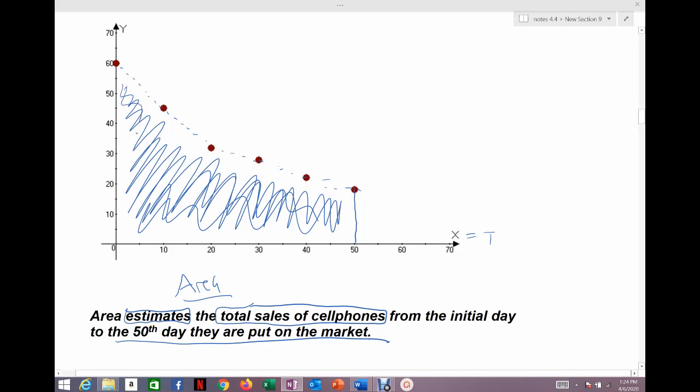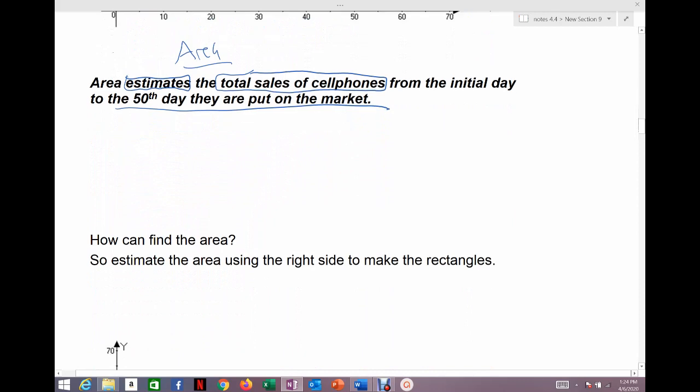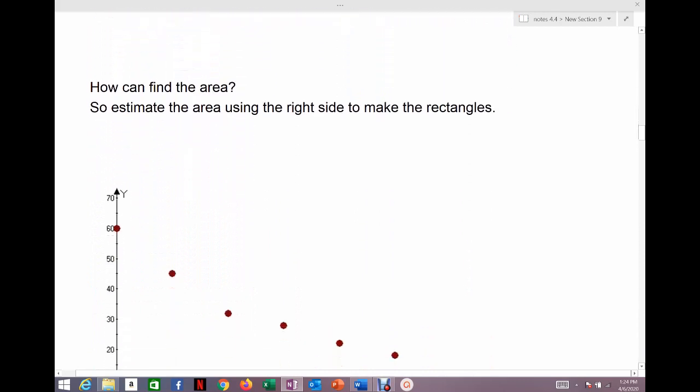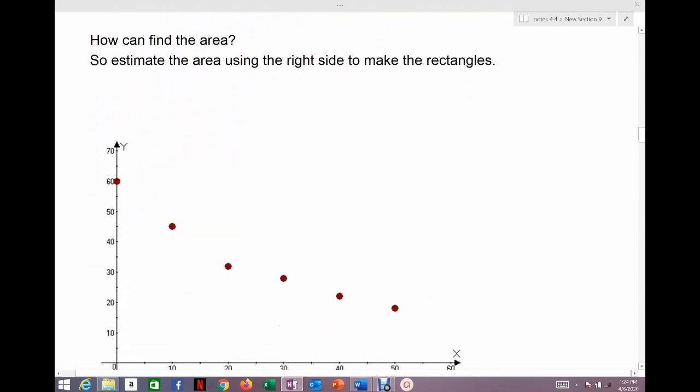I can't find this area directly, but I can go back to something I know how to find. How can I find the area? Well, I can find the area of rectangles. And so I can split this picture up into a bunch of little rectangles, and that's what I'm going to do. Now the problem is there are two ways I can draw my rectangles between my points. I've got these 6 points here, and there are two ways to draw my rectangles based on those points. There's a right-sided area that I can find, or a left-sided area.